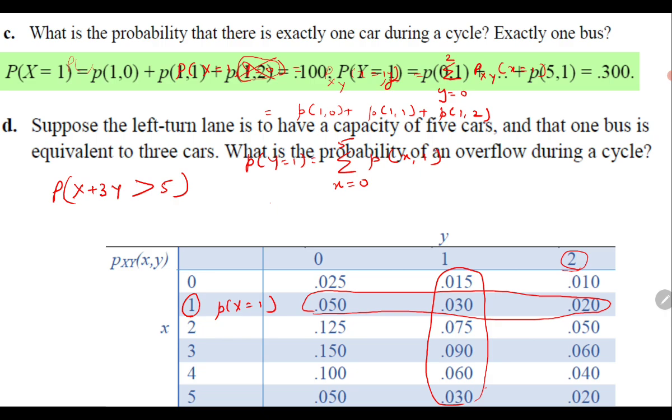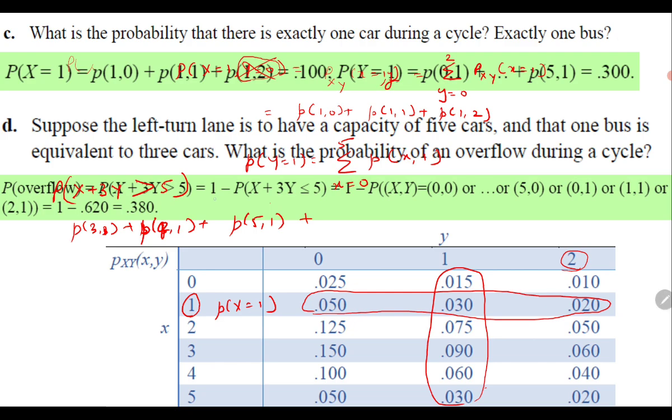When you consider y equal to 1, already 3 is there. So for x equal to 3, 4, 5, that is (3, 1), (4, 1), (5, 1), in all these combinations it is greater than 5. And similarly, when you take y equal to 2, then in all the cases, whatever x is, it is always greater than 5. Or the other way around, you can consider it as 1 minus the probability of x plus 3y less than or equal to 5 and see all possible combinations. So again, not a difficult problem. Try to verify the answer by yourself.